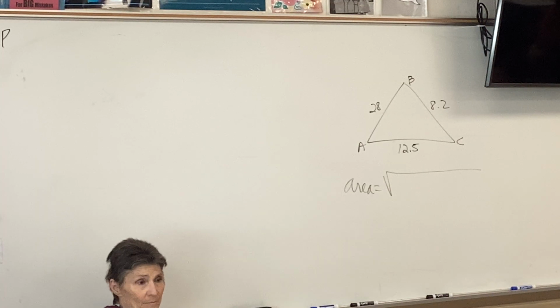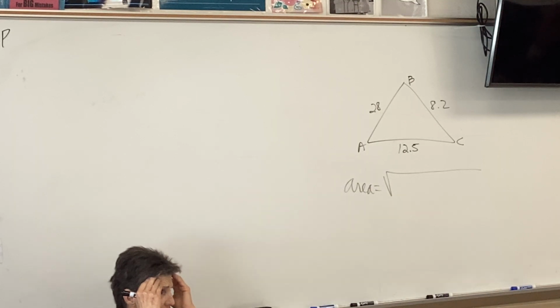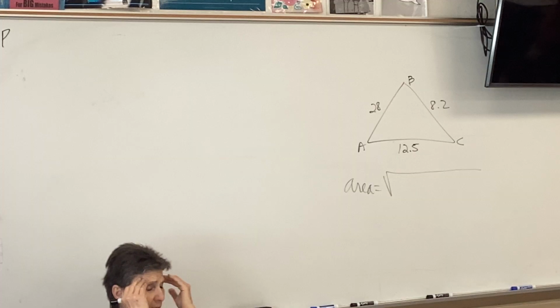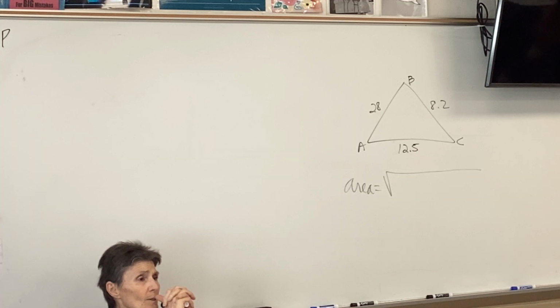Slow motion. At this point, someone should be alarmed. What's your semi-perimeter? 24.35. Did you get that yesterday? So what happened when you subtracted 28? You got a negative number under a radical, which is not good. No. This triangle does not exist. It's fake. It has no area.